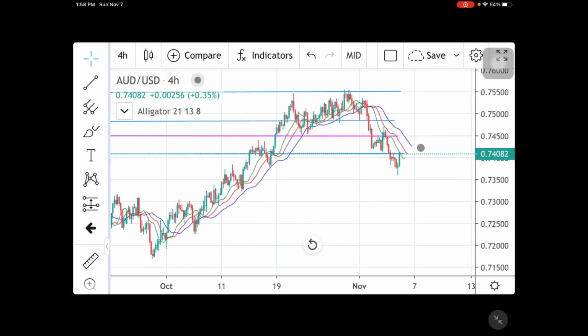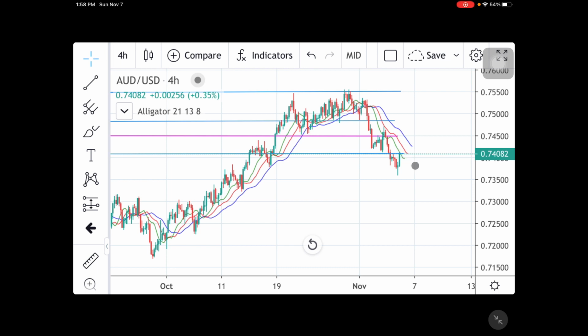So looking at the 4 hour, we clearly see that some buyers stepped in once the price came all the way down to the 735 level. You clearly see that the price was bought back up by the bulls to the 740 level, where it's currently trading right now. So let's see if it's going to continue the upward trend to the 745 level, or let's see if the bears are going to continue this downward spiral on the AUD USD.